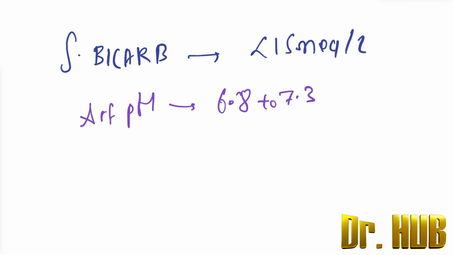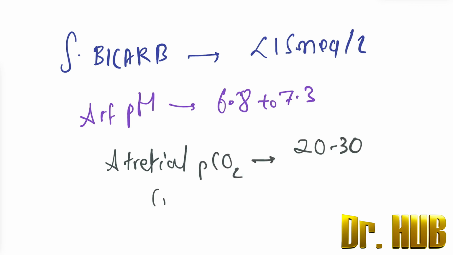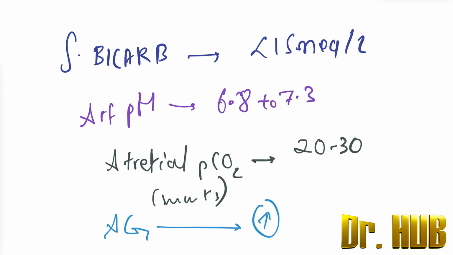Now the question arises on the arterial PCO2. Arterial PCO2 will be 20 to 30, and this is in mmHg. Now let's look at the AG, that is the anion gap. Anion gap will be significantly increased.